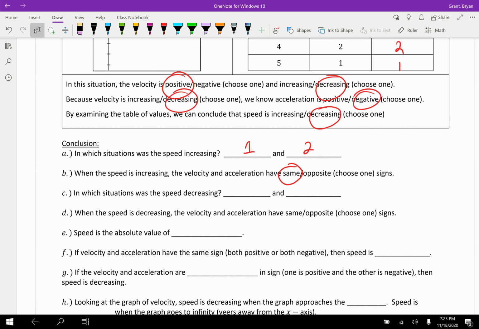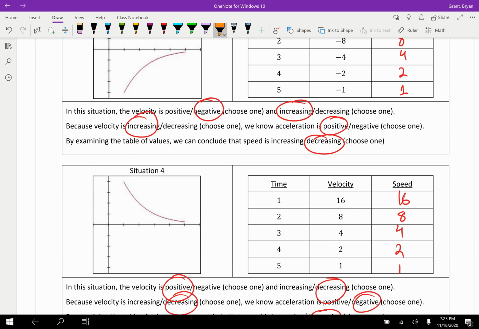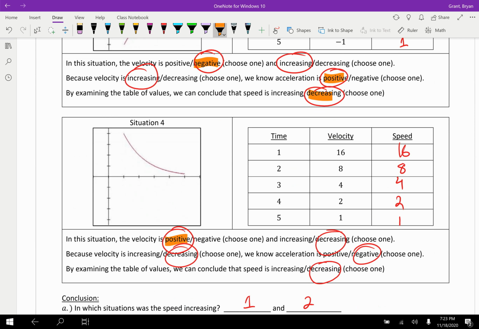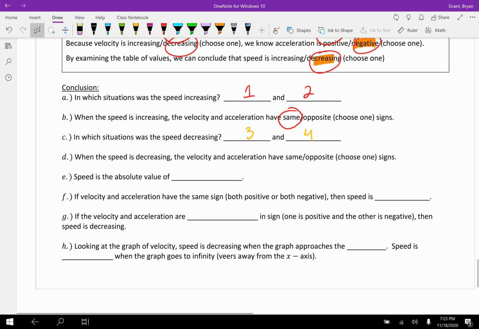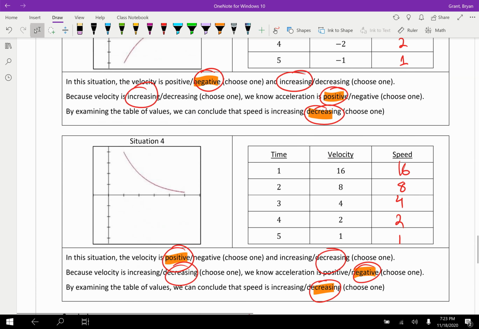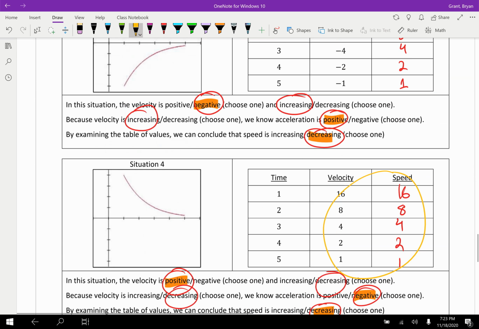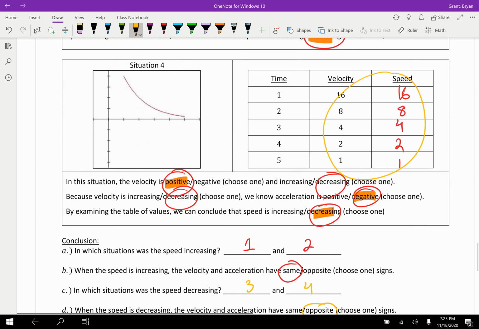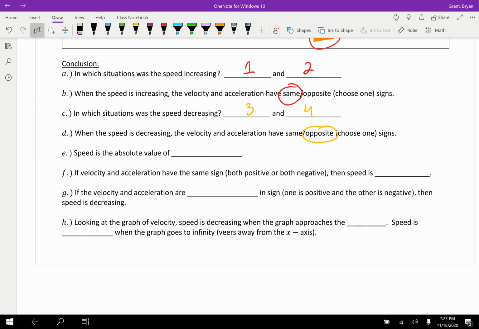Finishing this off, in which situations was the speed decreasing? Well, that's going to be 3 and 4. I bet you can already guess this one, but let's take a look. The velocity here was negative, but the acceleration was positive, and that resulted in decreasing speed. However, here, the velocity is positive, and the acceleration is negative, and that still resulted in decreasing speed. When speed is decreasing, velocity and acceleration have opposite signs. Also, just based on the relationship of velocity and speed in all of these, speed always became positive regardless of what velocity is. So it's very commonly said that speed is the absolute value of velocity.